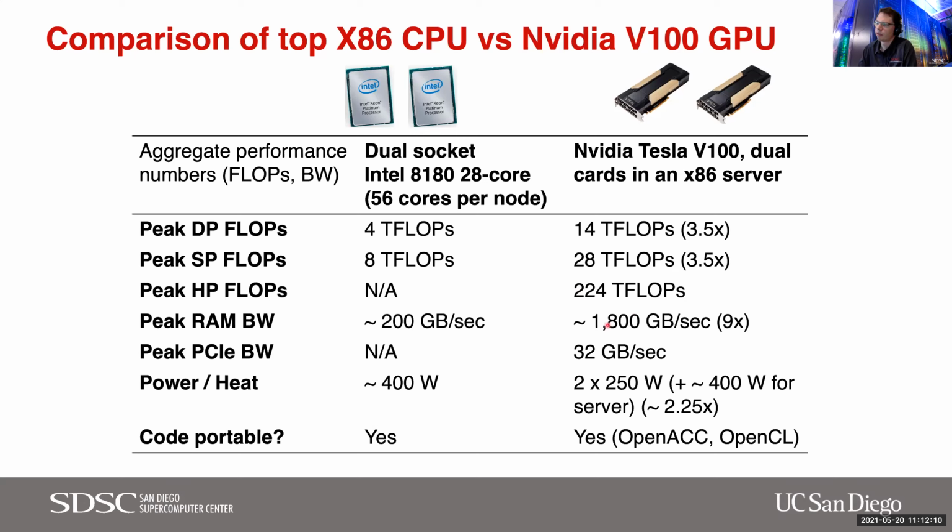And then the memory bandwidth, of course, is much higher. And I put on here the PCI Express bandwidth. So you see that, if you have to go through the PCI Express bus to get data from your CPU memory to the GPU, it's much slower, right?